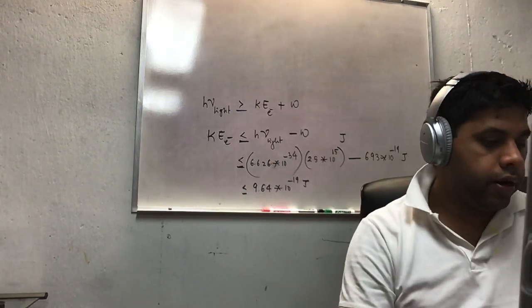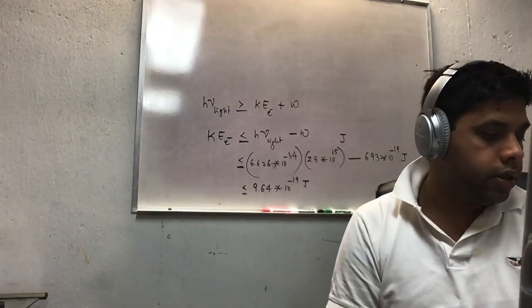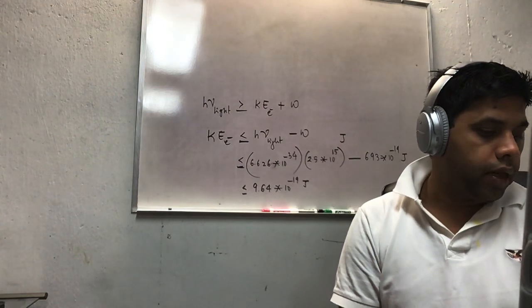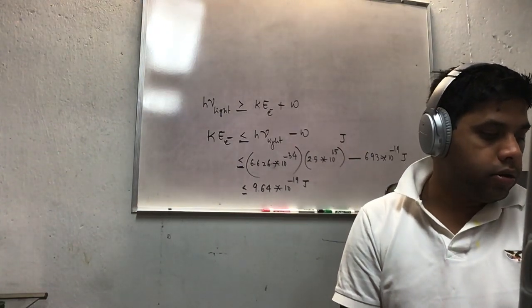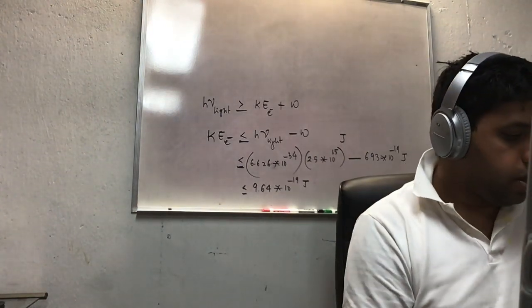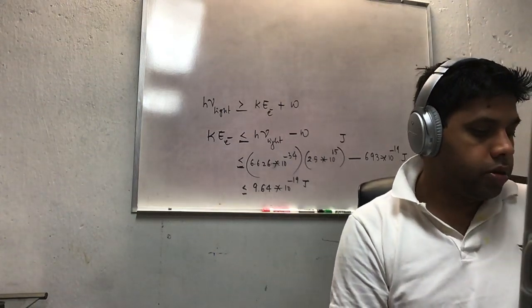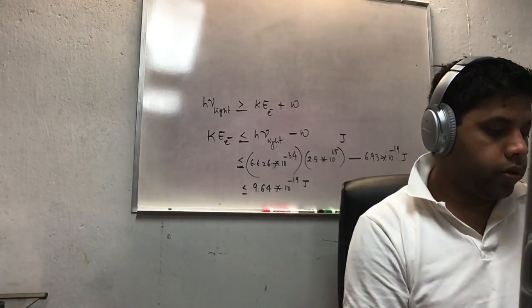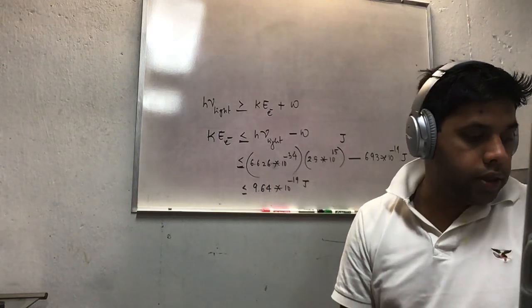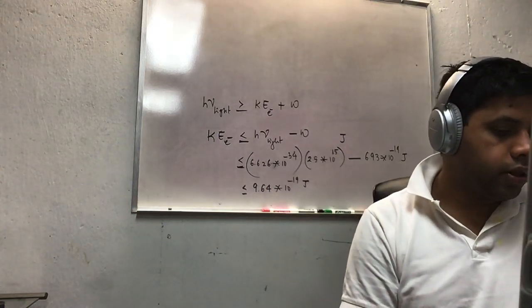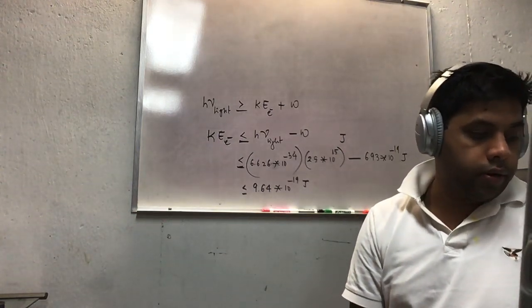Okay. A clean metal surface is irradiated with light of three different wavelengths. The kinetic energies of the electron are 2.9 10 to the negative 20, approximately 0, that means very, very small, and 4.2 into 10 to the negative 19 joules. Which light has the shortest wavelength and which has the longest wavelength?